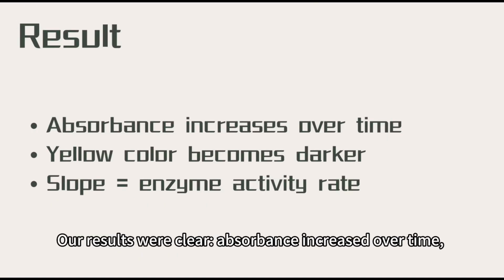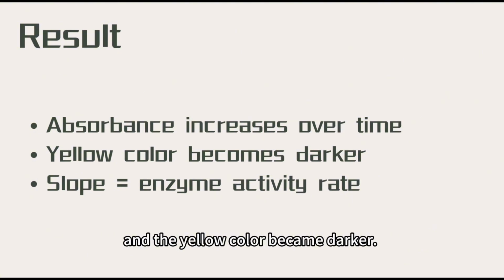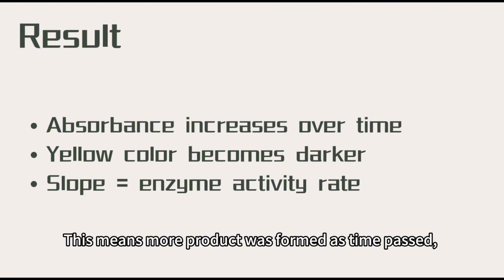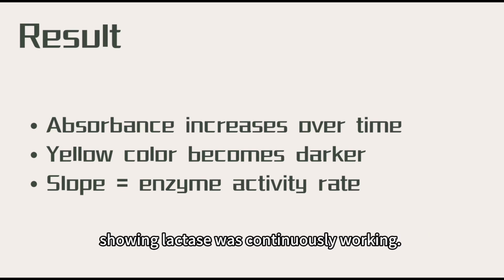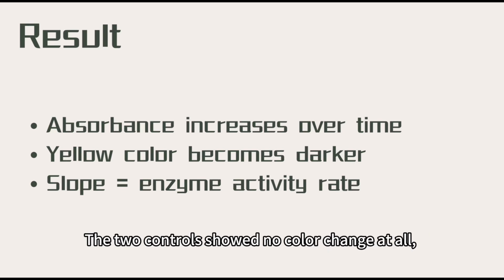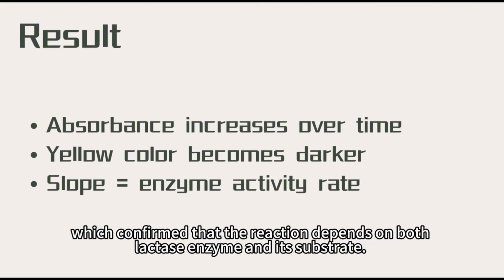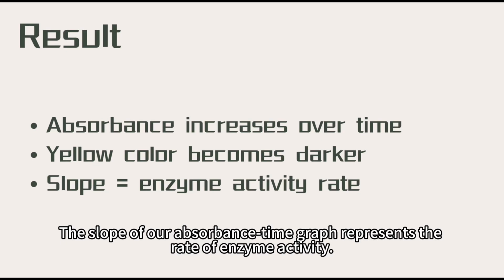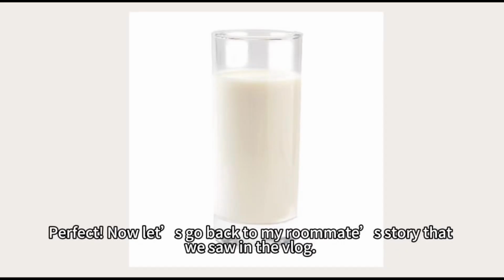Our results were clear. Absorbance increased over time, and the yellow color became darker. This means more product was formed as time passed, showing lactase was continuously working. The two controls showed no color change at all, which confirmed that the reaction depends on both lactase enzyme and its substrate. The slope of our absorbance-time graph represents the rate of enzyme activity. Perfect. Now let's go back to my roommate's story that we saw in the vlog.